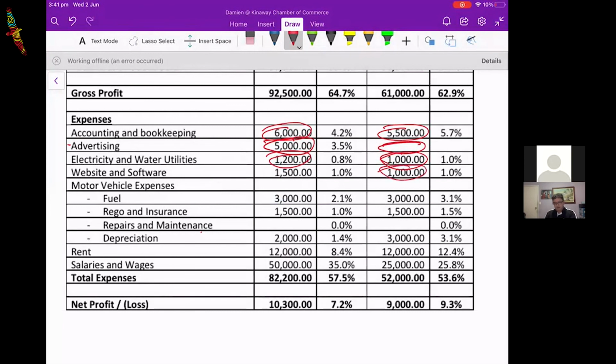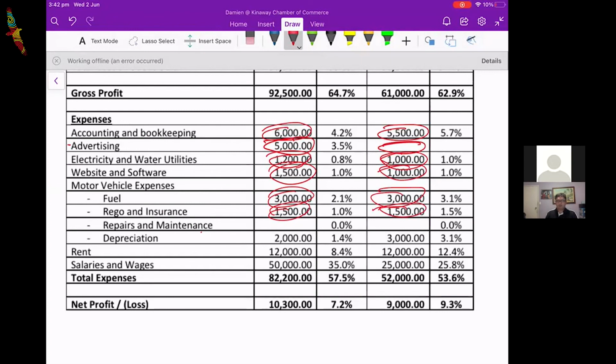We see an increase for the website and software from $1,000 to $1,500. Again, we can justify that. I would expect that the reason why is because she's doing the online videos, so she's having to use editing software. She's had to buy that or acquire it. Doing recording software potentially. So that's where the additional costs have come in for this. Motor vehicle expenses, again, we see it's very consistent. $3,000 for fuel and rego. For fuel, rego and insurance is still at $1,500. There's been no real changes here.